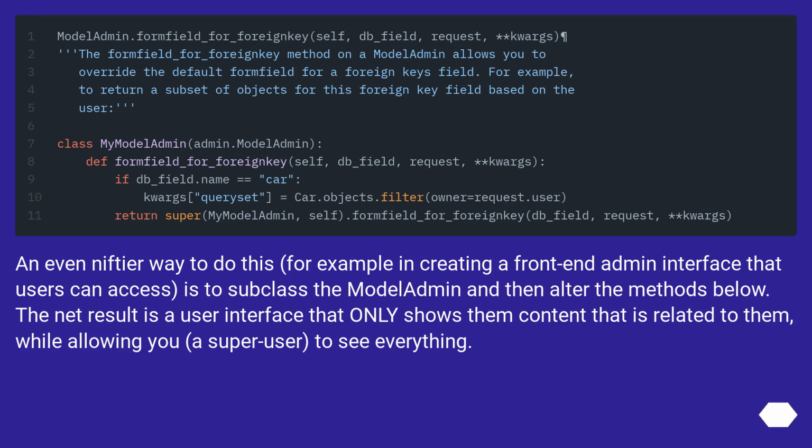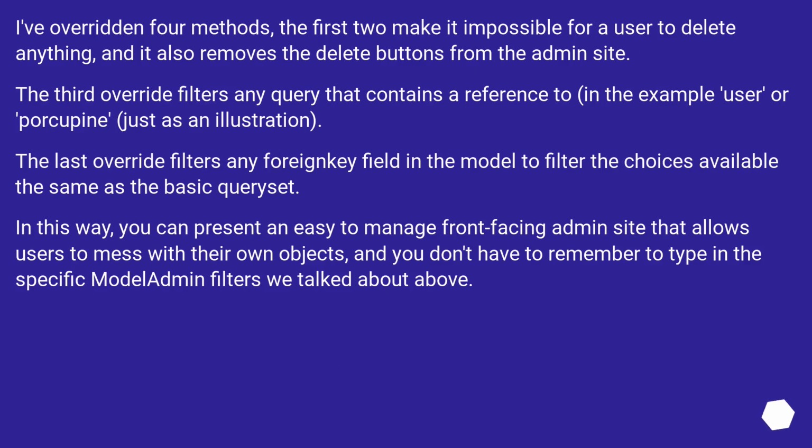The net result is a user interface that only shows them content that is related to them, while allowing you, a super user, to see everything. I've overridden 4 methods. The first 2 make it impossible for a user to delete anything, and it also removes the delete buttons from the admin site.